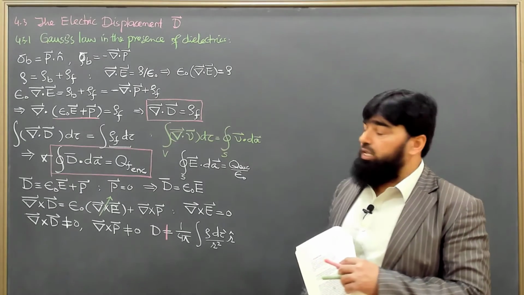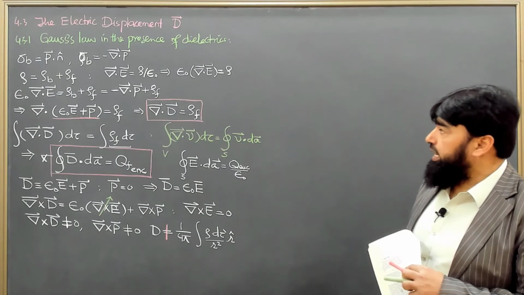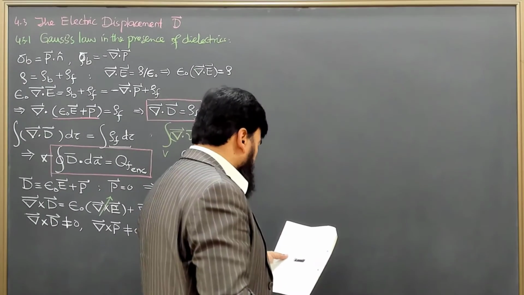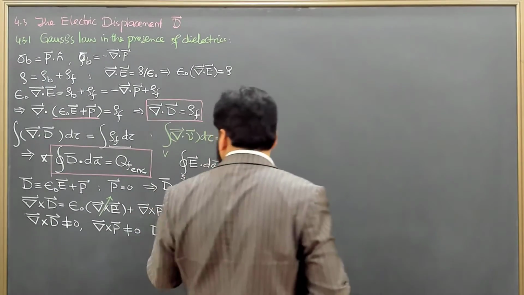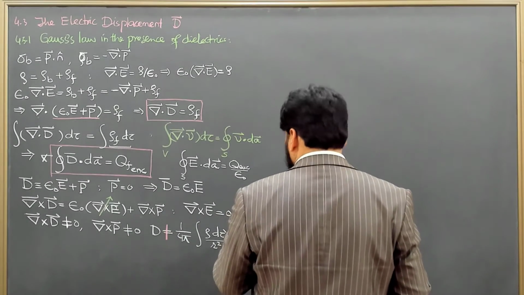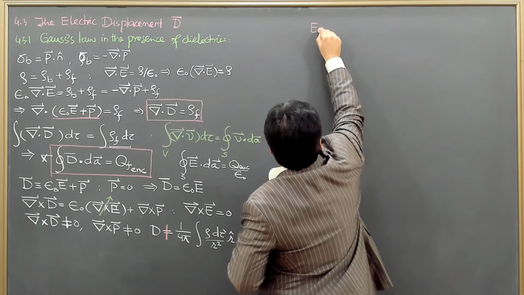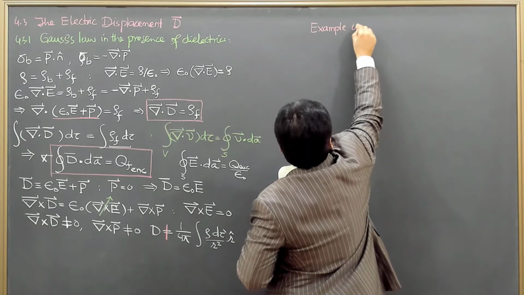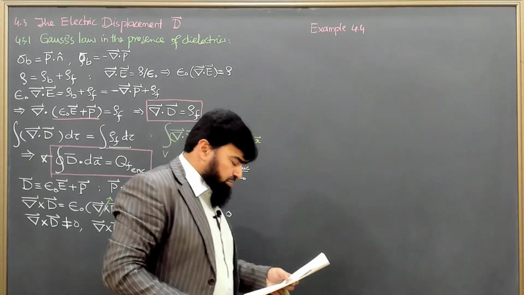We have written the electric displacement, the Gauss's law for dielectrics, in the presence of a dielectric. Okay, we can solve an example on this, the Gauss's law for dielectrics. This is example 4.4, and let me read the statement of this example.